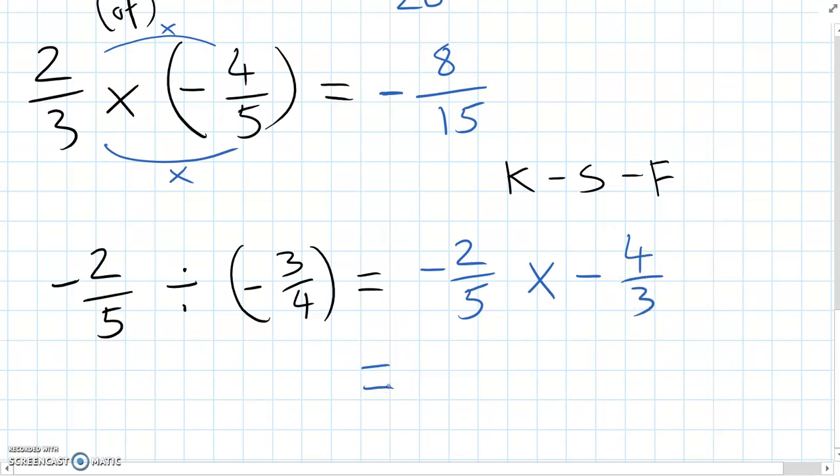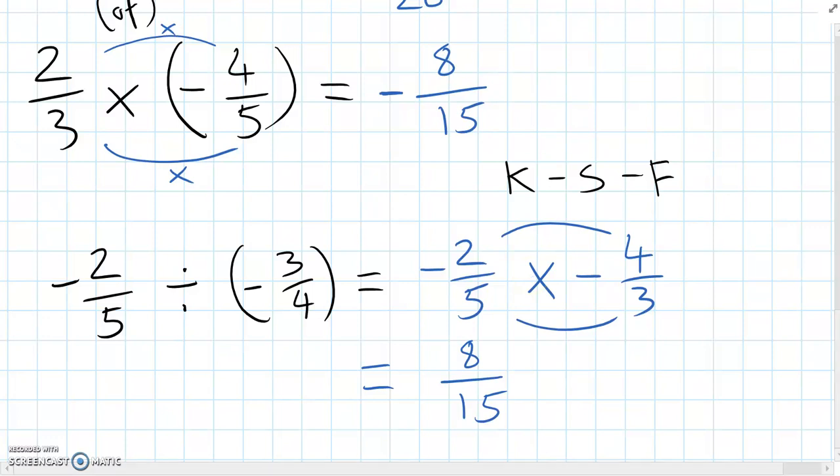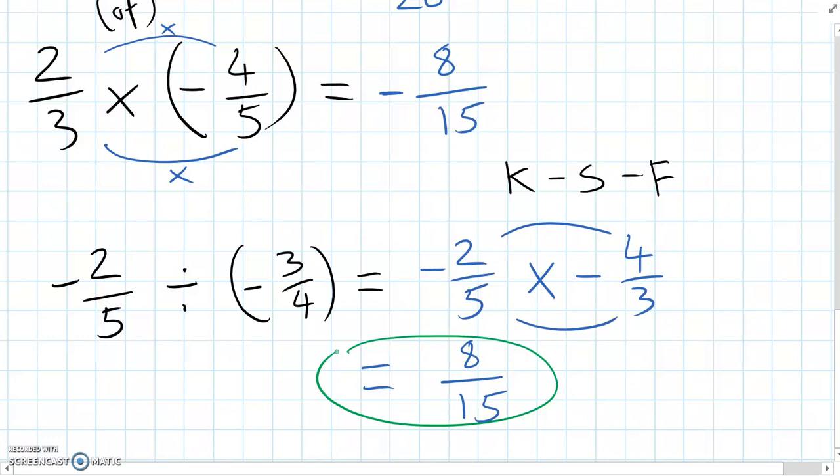And now when we're multiplying, we multiply the top and multiply the bottom. That gives us 8/15. But we also need to think about our negative number rules, and a negative multiplied by a negative makes a positive. So the answer to how many lots of negative 3/4 are in negative 2/5 is 8/15, which is a little bit over half.